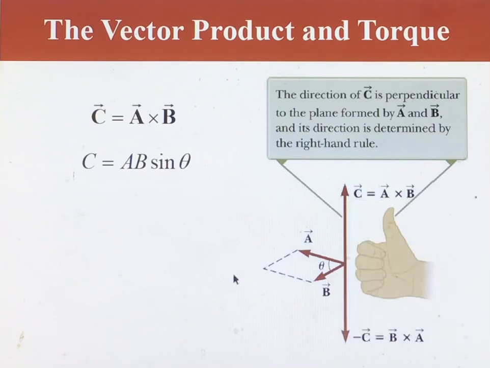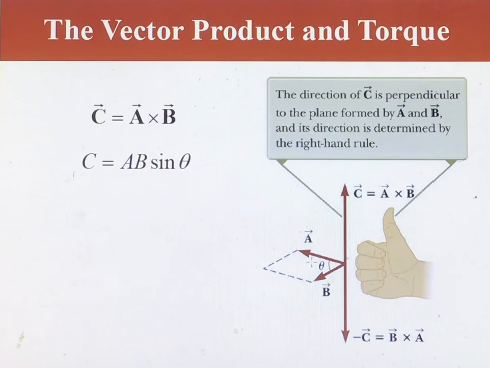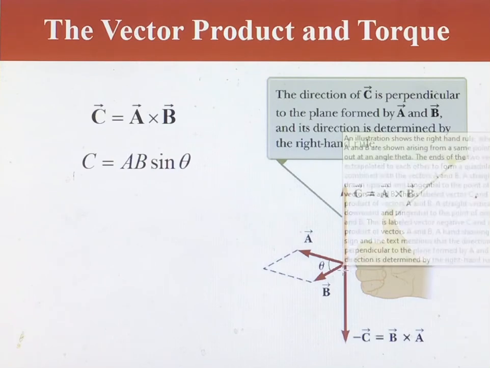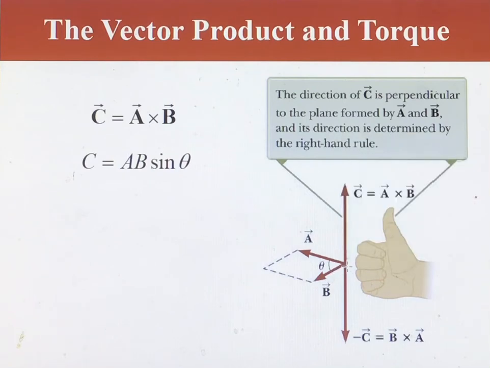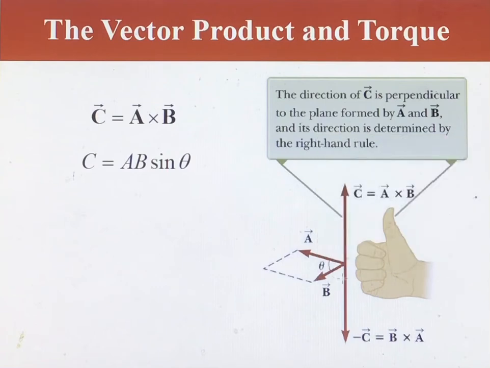Now you also want to notice that if you were to do this the other way around, so if you do B cross A, then you simply get negative C. So A cross B is equal to C, B cross A is equal to negative C. And you can also see this. If you want to calculate B cross A, you place your fingers in the direction of vector B and then curl them towards vector A, then you're going to see that your thumb is pointing down.